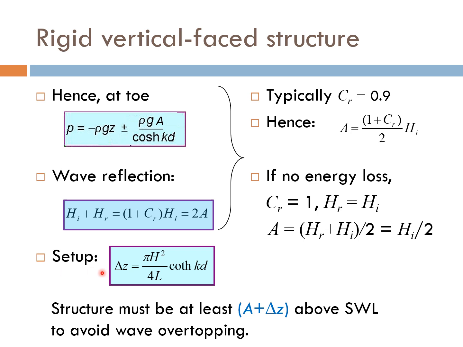To calculate the wave setup, delta z can be approximated by this expression in front of a vertical face structure, and so the structure must be designed in such a way to make sure that its crown level is higher than A plus delta z above the still water line. A is the wave amplitude and delta z is the wave setup. This will make sure that there is no wave overtopping onto the land side of the structure.